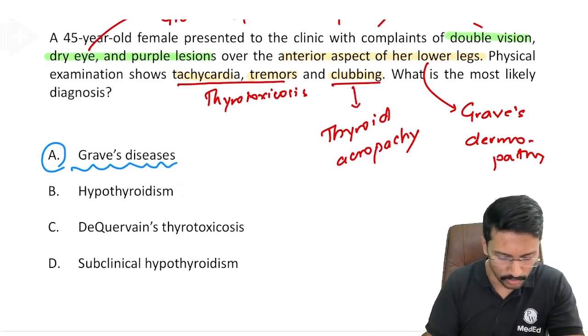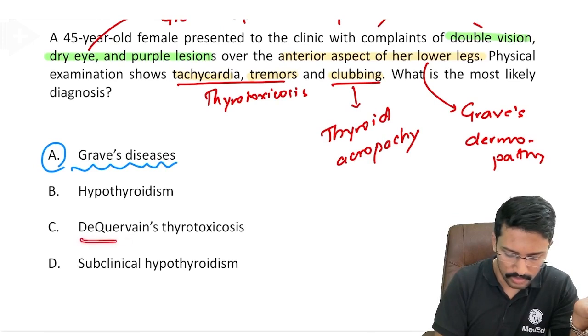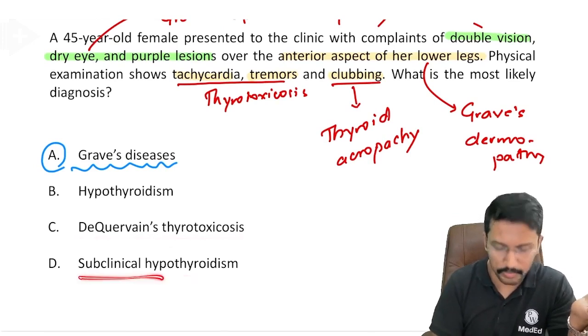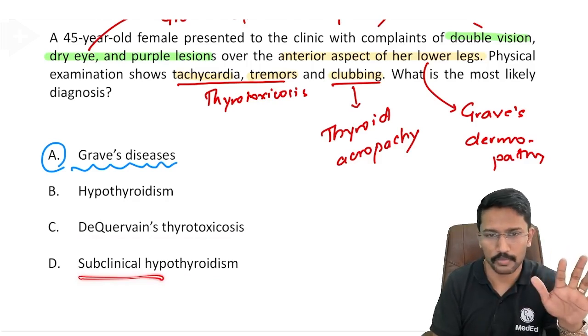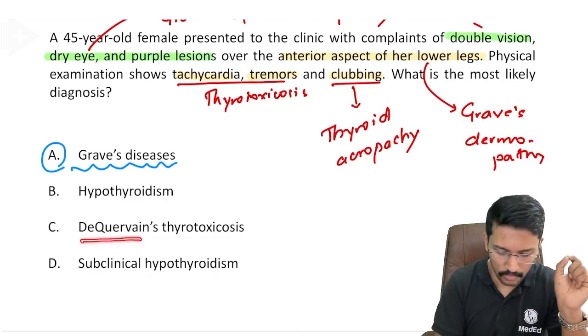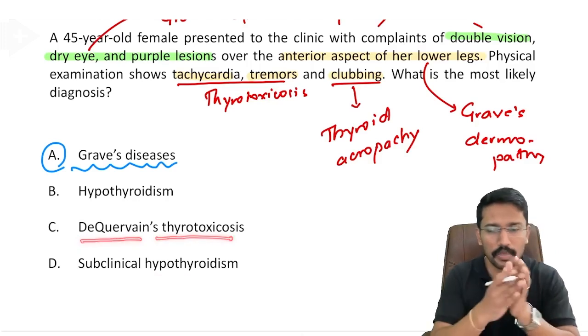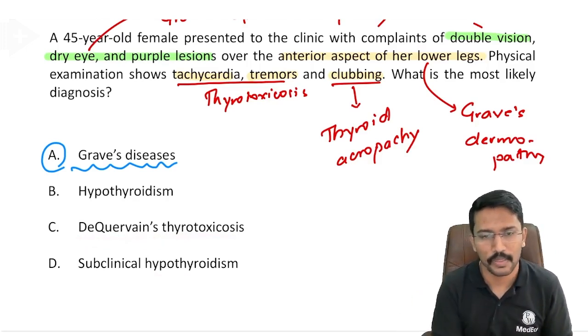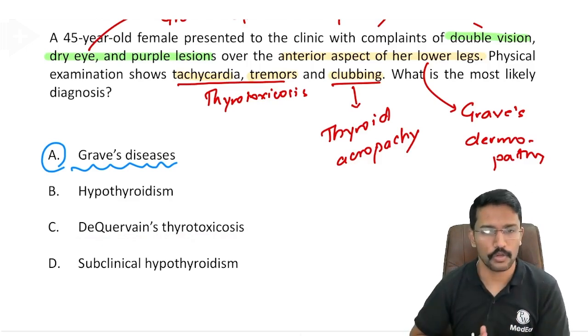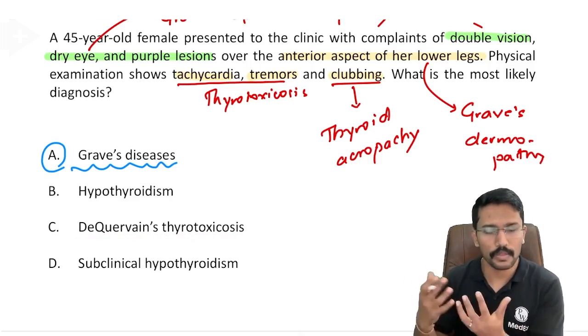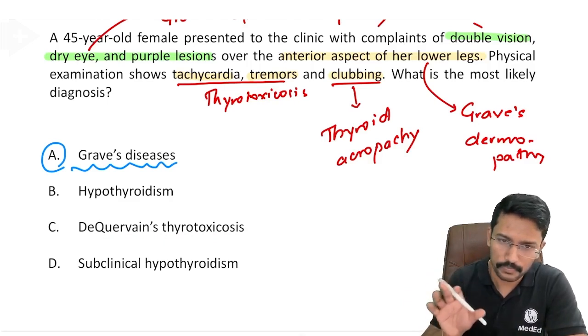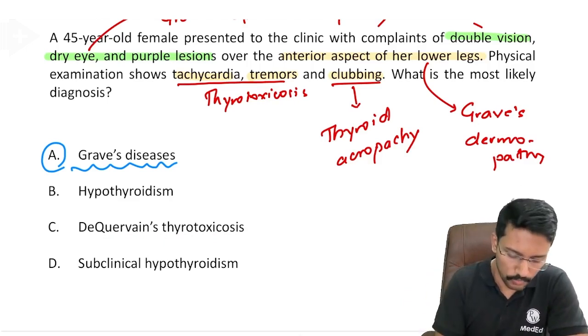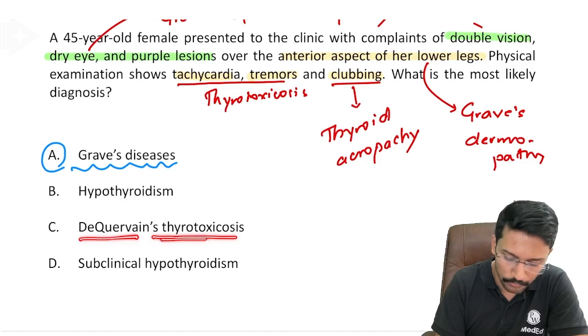This is certainly not hypothyroidism. It is not de Quervain thyrotoxicosis or subclinical hypothyroidism, right? Subclinical means no clinical features. So here, plenty of clinical features. De Quervain's thyrotoxicosis generally passes through phases. Initially there is a hyperthyroid or thyrotoxic phase. After that, there is a hypothyroid phase, and then there is a phase of euthyroidism. In de Quervain's, there is no involvement of the eye.